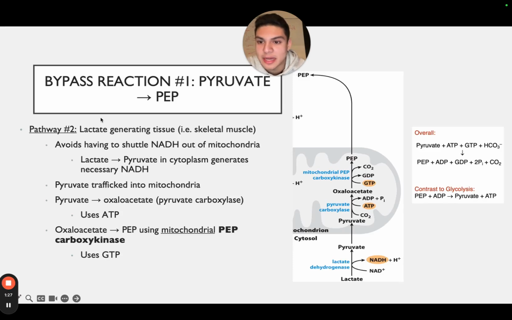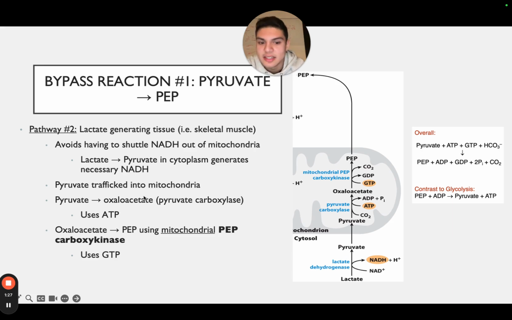Now let's say pathway 2, where it's a lactate generating tissue, like skeletal muscle. Skeletal muscle can also do this, but it can also generate lactate. With this specifically, we're talking about instances where we have low blood glucose levels in the surrounding skeletal tissue area, and we generate a lot of lactic acid. This is how we break down lactic acid.